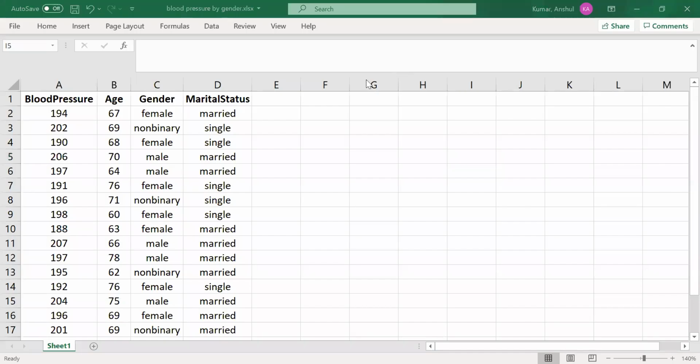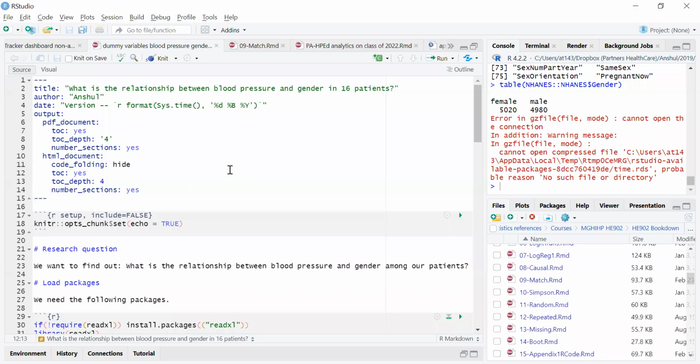So what I've done here is I've taken us back to our original data set because I also want to demonstrate how we could create the dummy variables rapidly for ourselves in R. So what we're going to do next is load this data set into R and then continue our analysis over there.